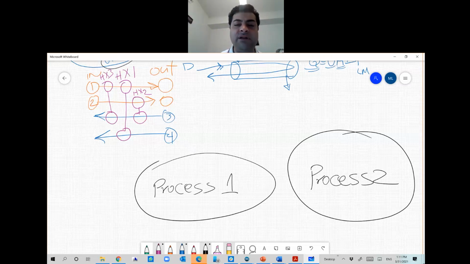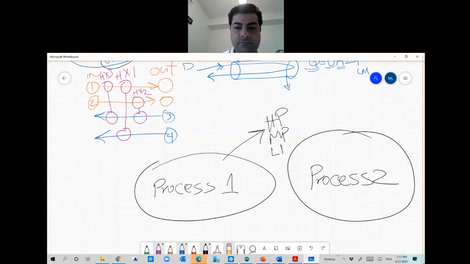Let's say, for example, you have already process one, and process one is generating a lot of vapor. Let's say high pressure vapor, medium pressure vapor, or low pressure vapor. So to design process two, if you need vapor, you don't need to design a new boiler system, because process one already produces some vapor and you can use it in process number two, and vice versa.